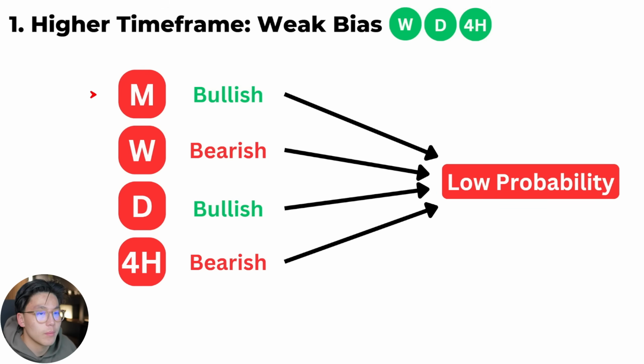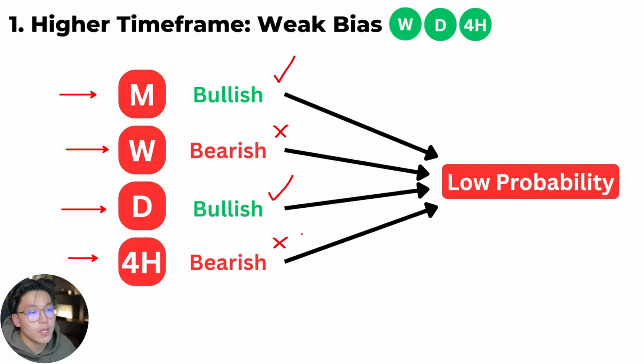So in this case, we have the monthly once again. The monthly is bullish. We have our weekly chart, which is bearish. We have our daily chart, which is bullish. And then we have our 4-hour chart, which is bearish. So you can see right here, most time frames aren't as clear. If the monthly is bullish, the weekly is bearish, the daily is bullish, and the 4-hour is bearish, this just makes it very difficult. And what it creates is what's called a low probability environment. So if it's a low probability environment, what happens? We want to step off the gas.